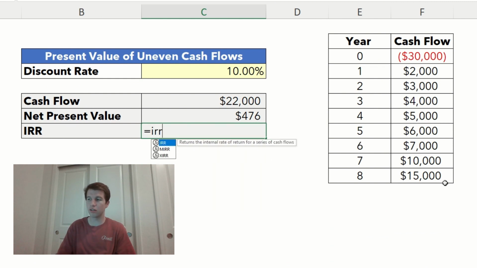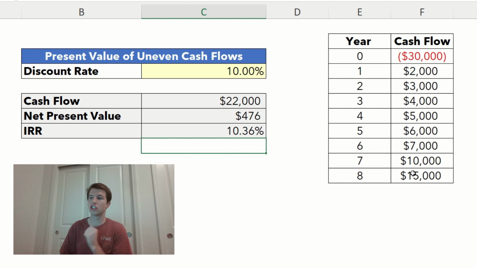There's a formula called the IRR, which shows us the percentage return that a project will give us. All we needed to do is highlight the values from Johnny's project, and it shows how much that return will give us. So we'll make about 10.36%.